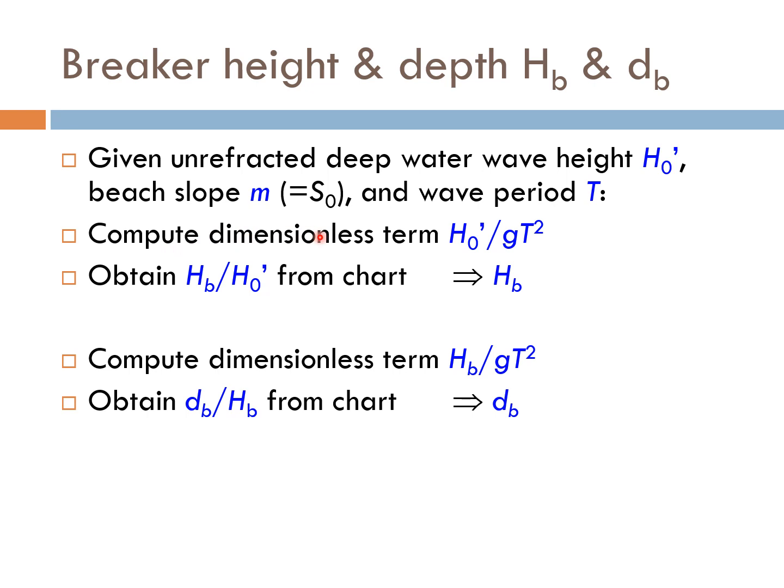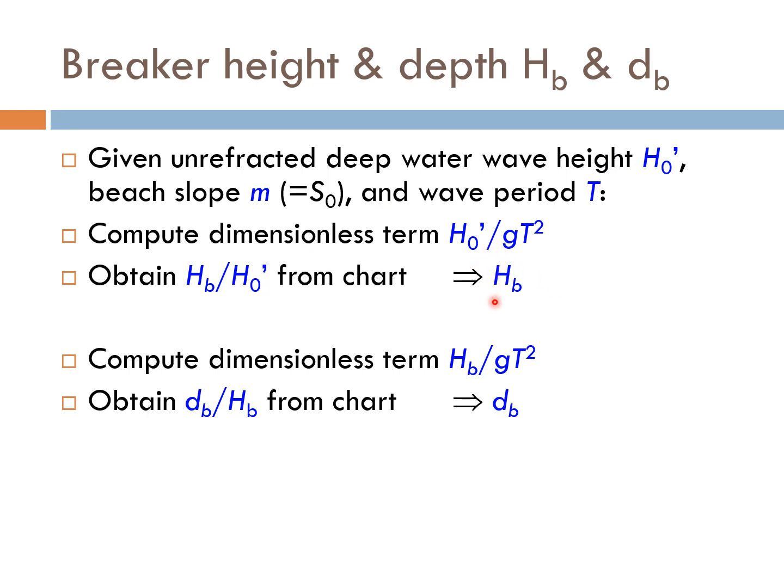First, we calculate a dimensionless term, H0 prime over g T squared. So we use the H0 prime and the T here. Once we get this value, we will use the chart to obtain the breaker height over H0 prime ratio. And once we get this ratio, since we know what H0 prime is, we can calculate the breaker height.